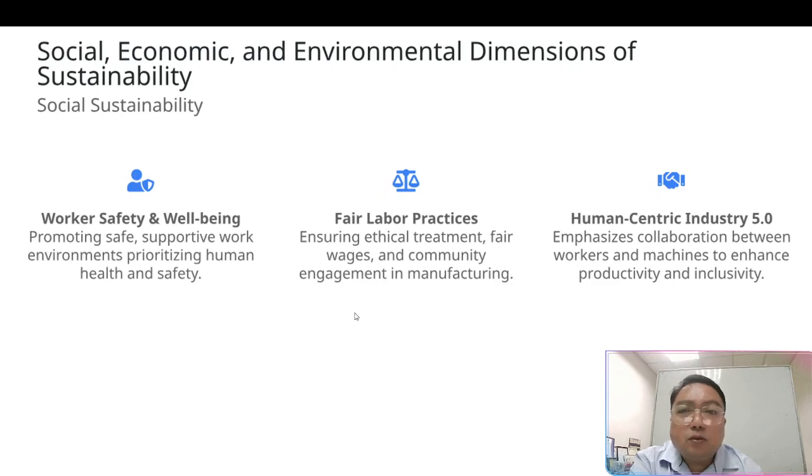So talking about sustainability, we are talking about three pillars of sustainability, which are the social, economic, and environmental dimensions of sustainability. Now we're talking about social sustainability. There is worker safety and well-being, where we promote safe, supportive work environments, prioritizing human health and safety. We must take care of our workers and all the supporting industry that will support us. Fair labor practice: ensuring ethical treatment, fair wages, and community engagement in manufacturing.